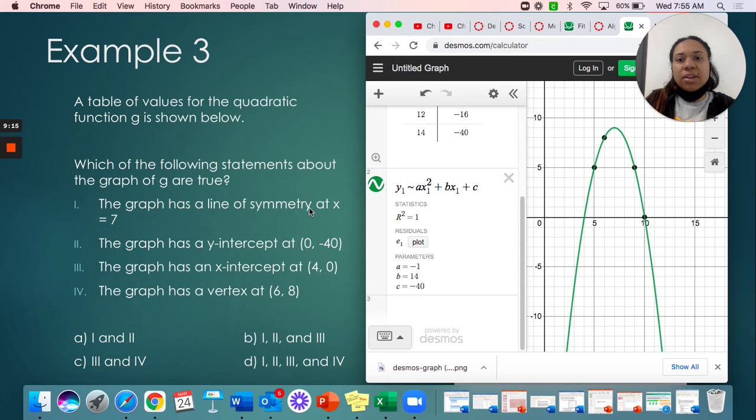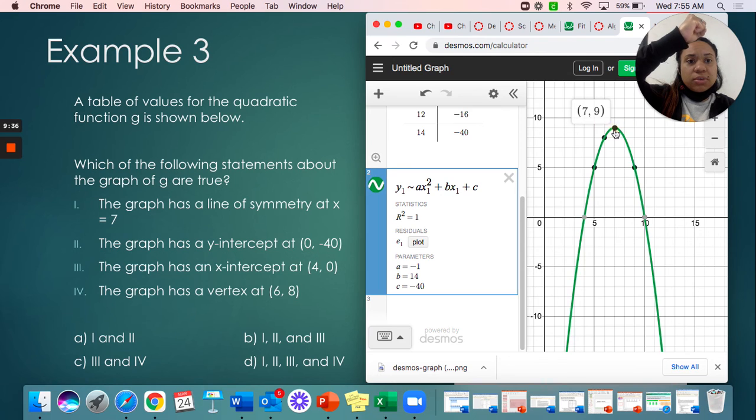The graph has a line of symmetry at x equals 7. Remember, our line of symmetry will basically split our parabola in half. It's a vertical line, x equals some value. So it's saying that the vertex, or our maximum here, because this is a down-facing parabola, will have an x value of 7. Well, let's check. Oh, look. Our x value here is 7 on the vertex, our maximum. And so that means our line through x equals 7 would be our axis of symmetry. So that is a true statement.